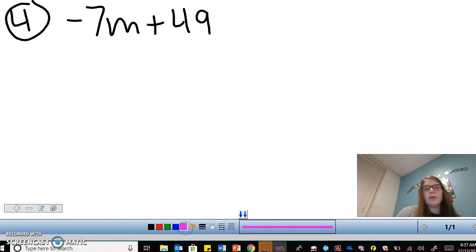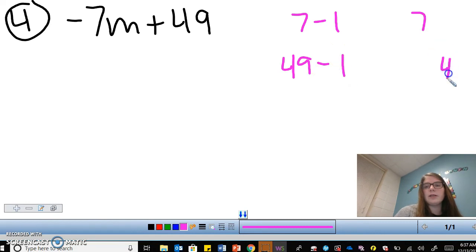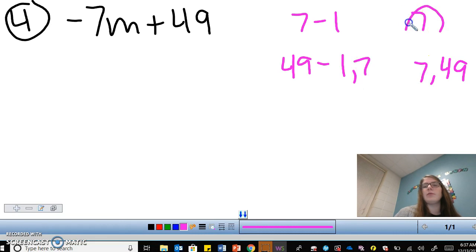So for this one, the first thing I'm going to do is find our GCFs. Since there's no keep change, GCFs first, so I have 7 and 49. For 7, I have 1 and 7. 2 doesn't go in there, 3, 4, 5, or 6. So we're just left with 1 and 7. 49, I have 1 and 49. 2 doesn't go in there, 3, 4, 5, 6, and then 7 times 7. So our greatest common factor here would be 7.